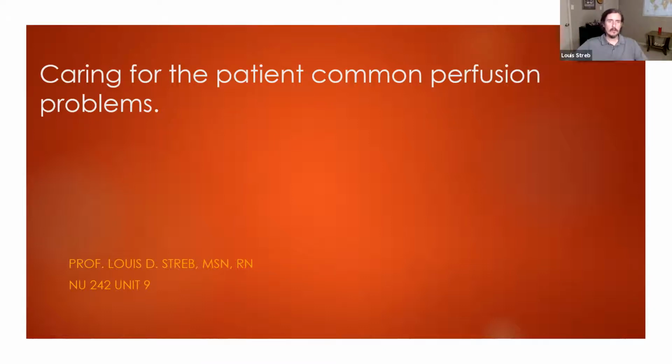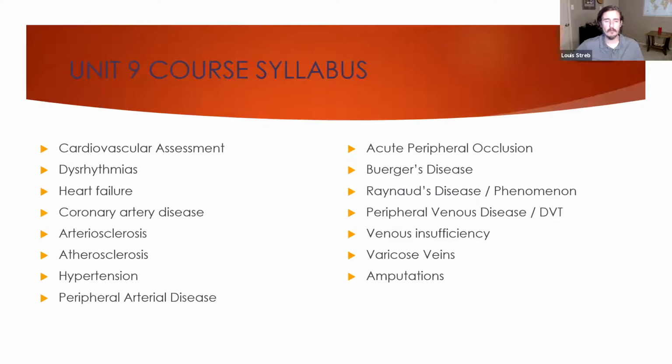All right, so when we're looking at what's important for you, you always start with the syllabus. The syllabus talks about all the things that are listed here. We are going to pull test questions from this material based on your syllabus. Dysrhythmias, heart failure, the CAD, everything you can see listed here. Hypertension, Buerger's, Raynaud's, even up to amputations. These are all things that you're going to be responsible for.